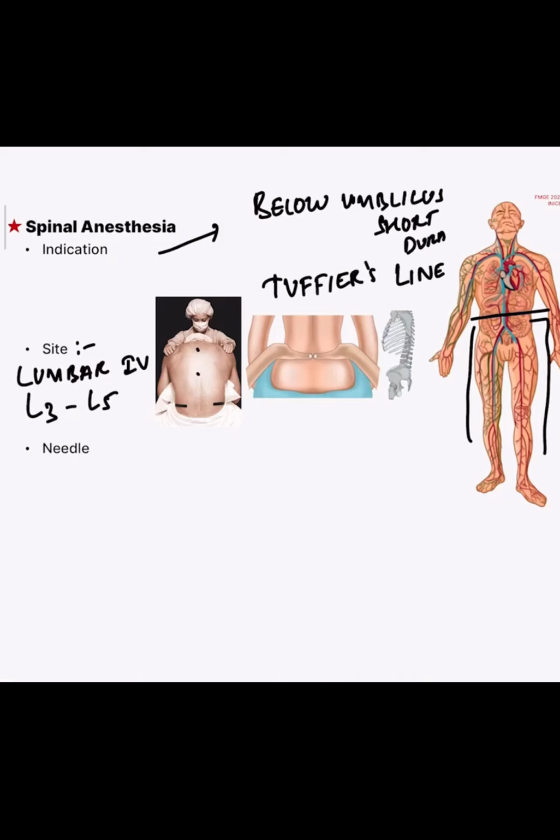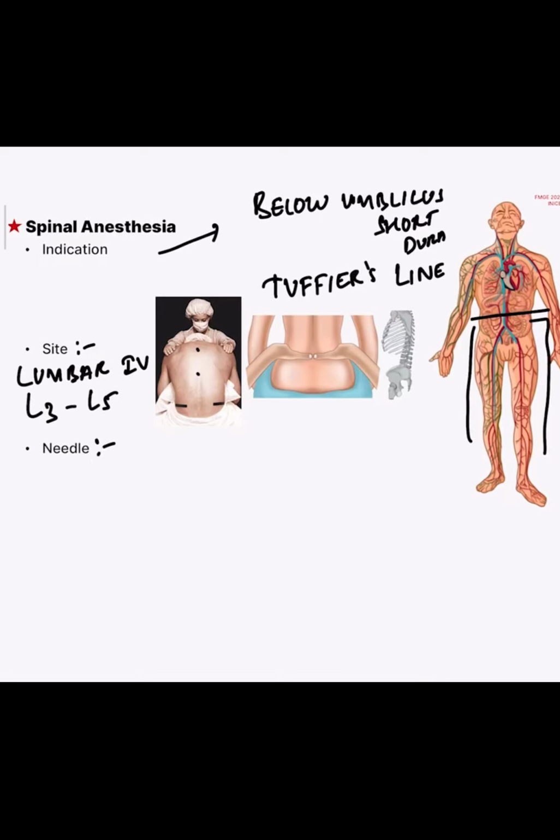Tuffier's line is nothing but you keep both the hands on the highest point of the iliac crest, with thumbs like this. The point at which both your thumbs coincide indicates an imaginary line, that is Tuffier's line, which usually indicates L3 L4 or L4 L5. So the L3 to L5 space can be easily identified using Tuffier's line. Commonly it indicates the L4 L5 space. So guys, you know how to identify the space.